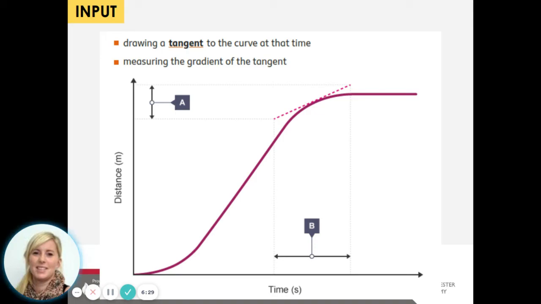Once you've got the change in A, you divide that by the change in B, and then you would work out your speed. So this is higher tier mostly. The tangent line is that pink dashed line drawn against the curve. Then you take those two lines to the left and those two lines down, and you work out your change in the distance divided by your change in the time. And there you have your speed. So that's working it out from a curve using a tangent.